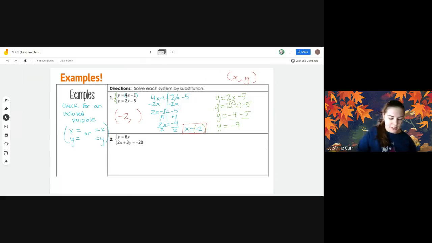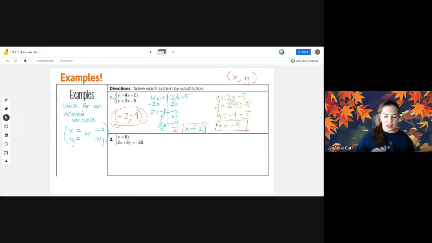So now I have an x value. I have a y value. I just have to make sure that they are in the right locations in my ordered pair. And I get my final answer of -2, -9. First example done.